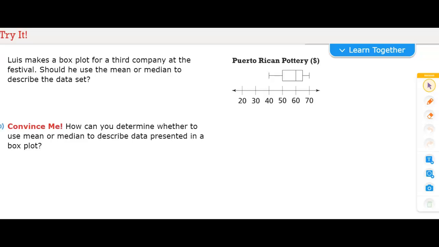Luis makes a box plot for a third company at the festival. Should he use the mean or median to describe the data set? Luis should choose the median, which is the middle number, right here, 60, to represent the data, because a lot of the data skew to the right of this box plot. So using that median would give us a better idea of the measure of data here.